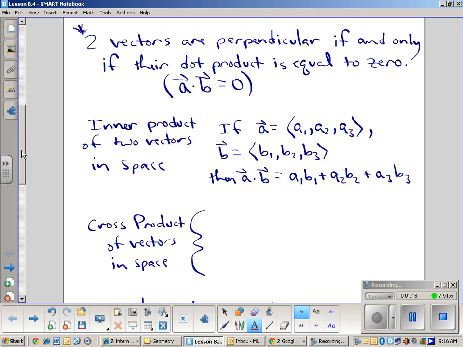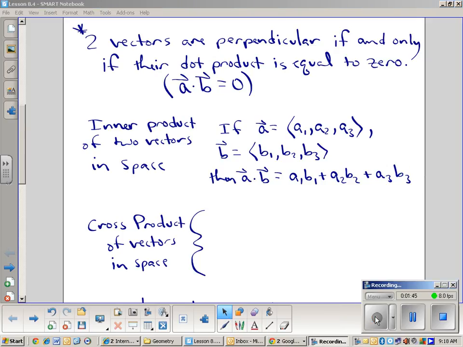So if A dot B is equal to 0, then they're perpendicular. If the inner product of two vectors is equal to 0, then the two vectors are perpendicular. For two vectors in space, all we do is add that third dimension.